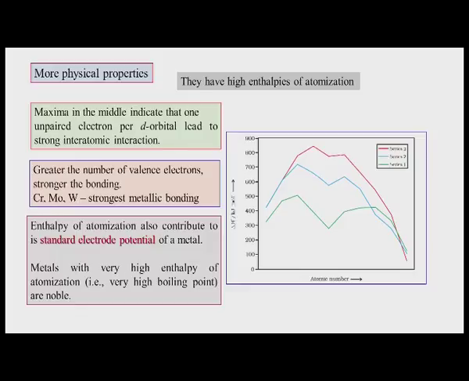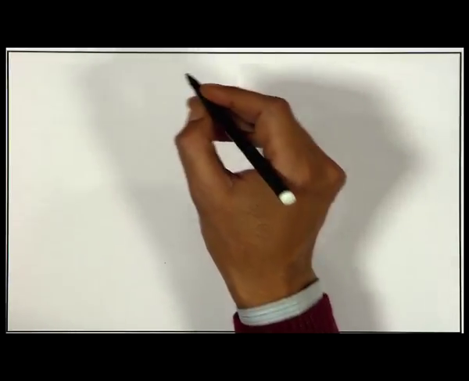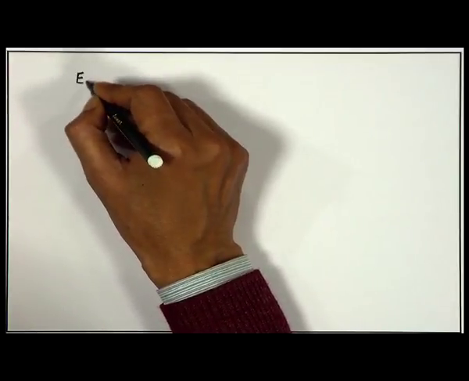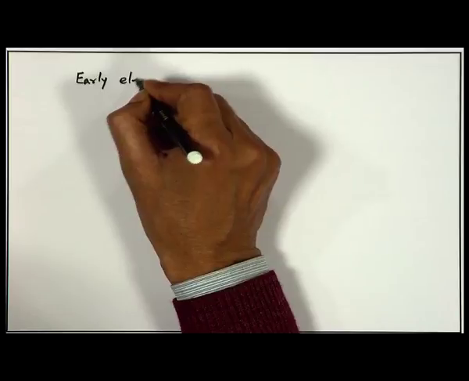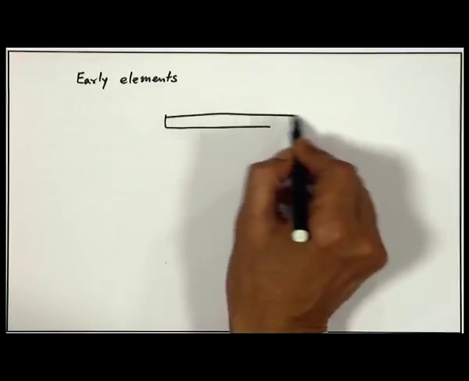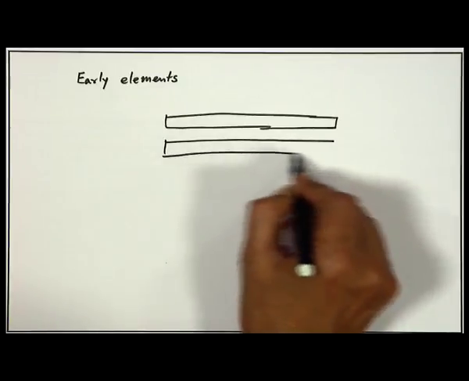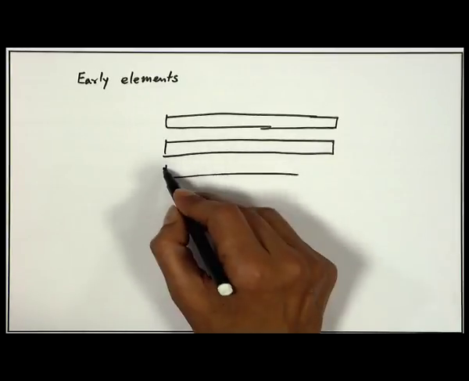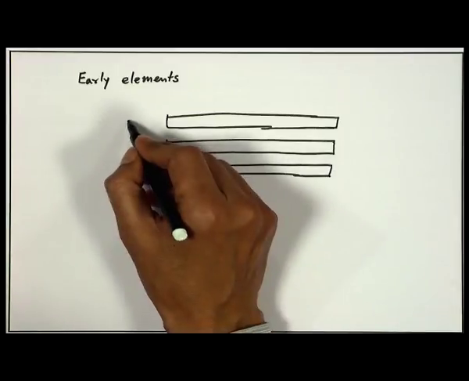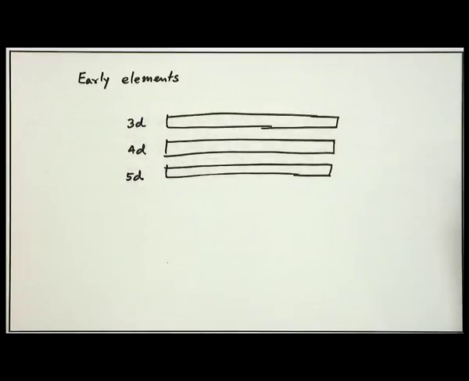So, why we are talking about gold and platinum is because we are just discussing along with the 3D, the 4D and 5D congeners also. So, we can have the early elements in these groups. So, we have a family of 3D elements, then a family of 4D elements and a family of 5D elements. So, this is 3D, this is 4D and this is 5D.